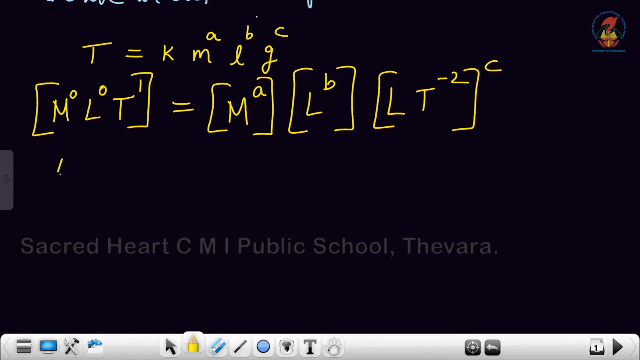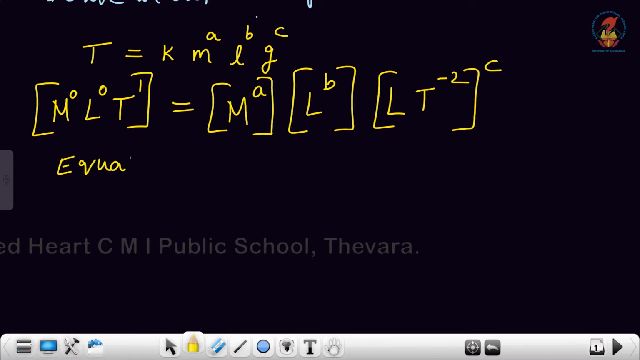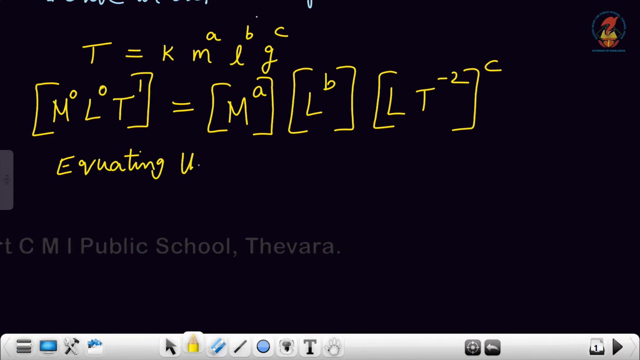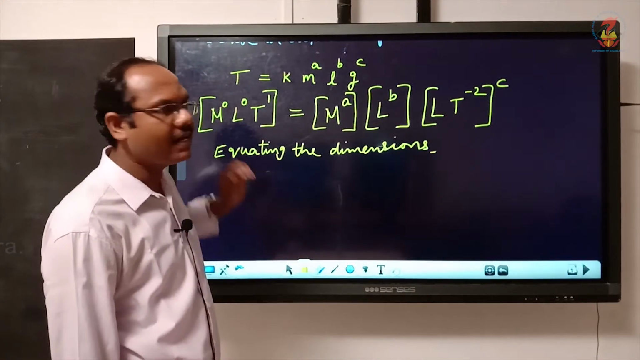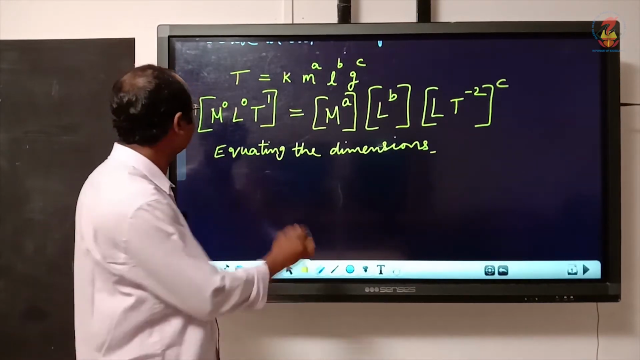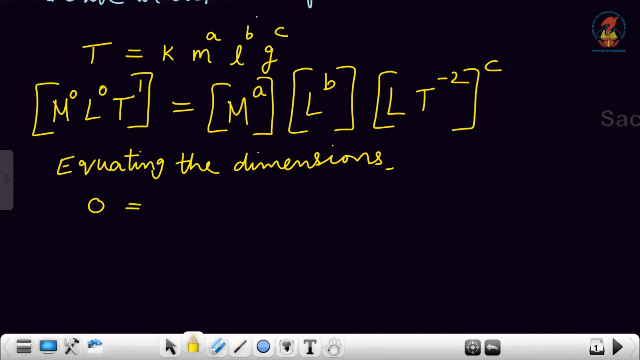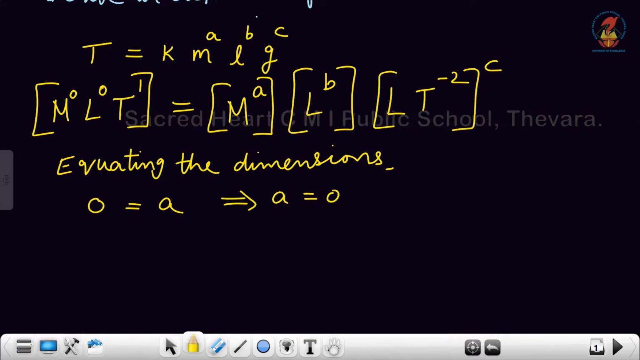Now equating the dimensions, that is the next step. Equating the dimensions on both sides. Okay, so here in the left side, what is the power of M? 0. In the right side, what is the power of M? a. So in the left side, power of M is 0 and right side power of M is a. So I got the answer a equal to 0.